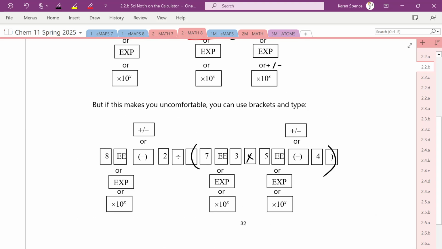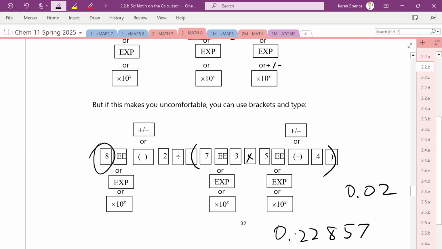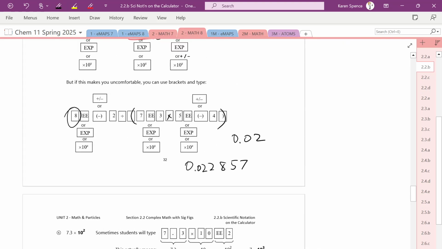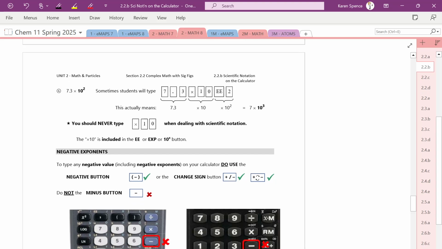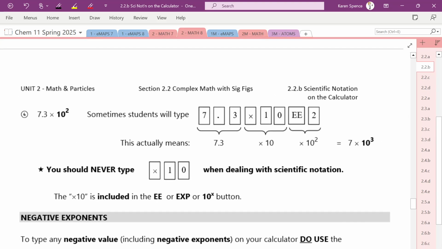Let's see. 8 times 10 to the negative 2 divided by 7e3 divided by 5e negative 4 equals 0.22857, which would round to 0.02. Sorry, there's a 0 there. 0.02. Yes. Okay, we will leave it there. Actually, no, we will not leave it there. We've got 5 minutes and I got here with my other class, so let's do this.